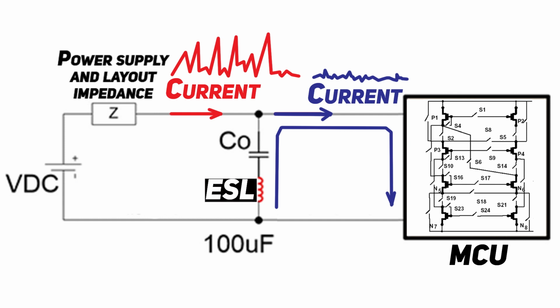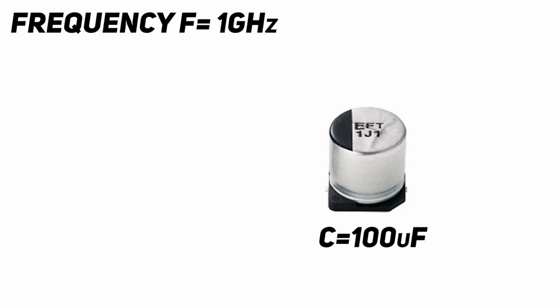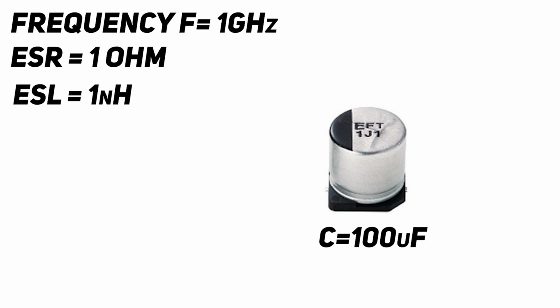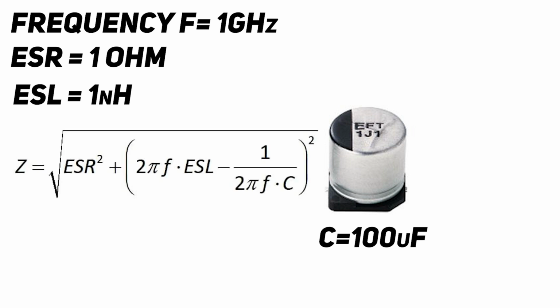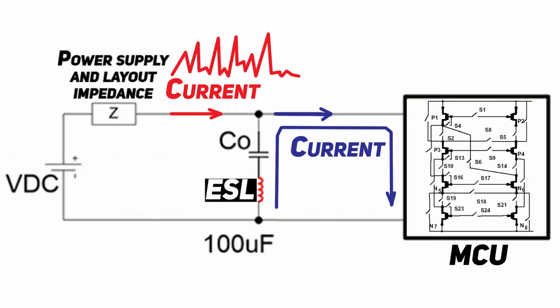Let's just calculate the impedance of such a capacitor at a frequency of 1 GHz, assuming that its equivalent series resistance is 1 ohm, and its inductance is equal to 1 nanohenry. Calculating these numbers, impedance will be equal to 7 ohms, which is extremely a lot. Only a certain amount of current will be able to pass through it and power a processor, which might not be enough. And as you know, processors do not tolerate power instability.